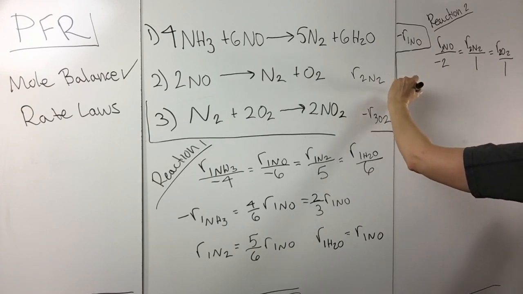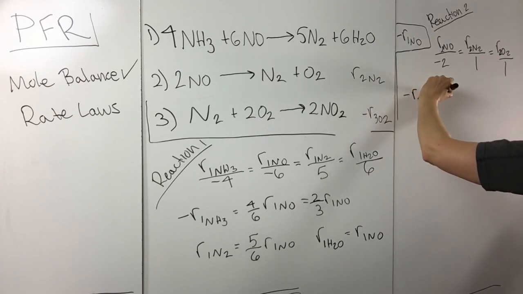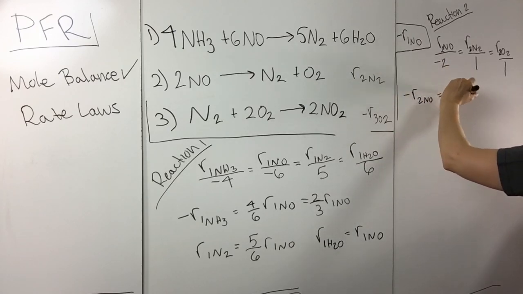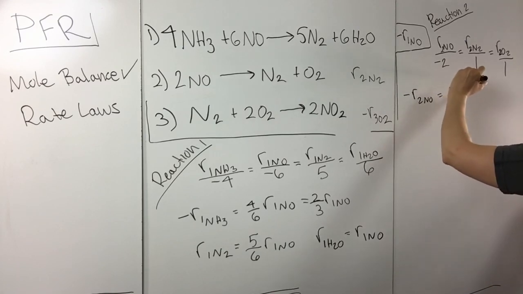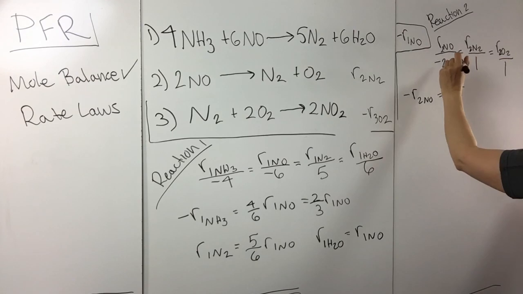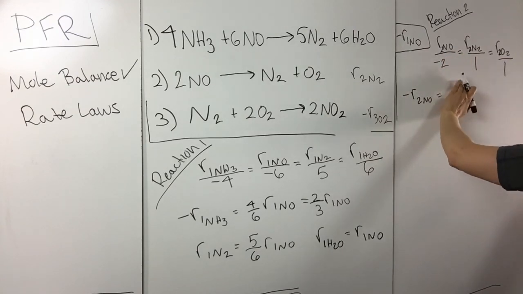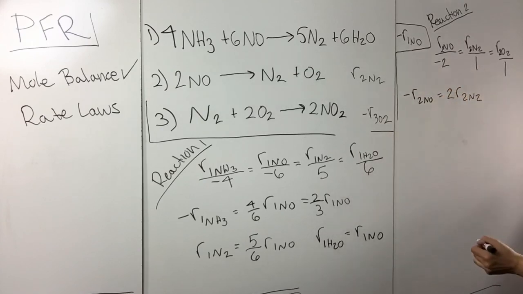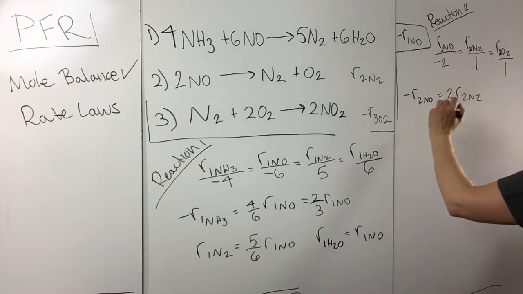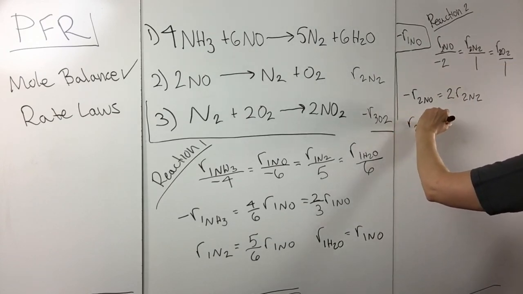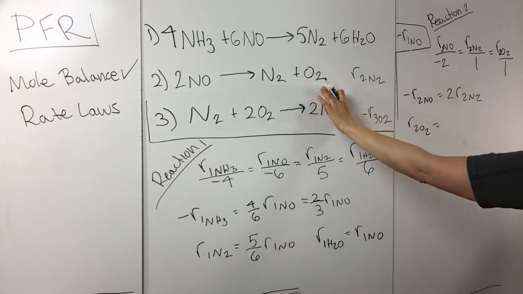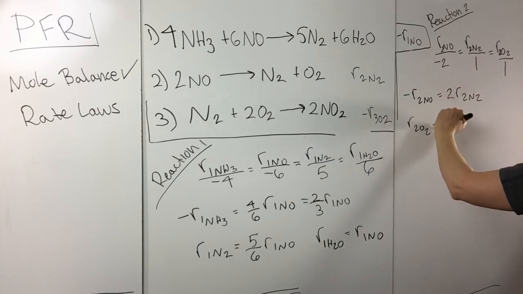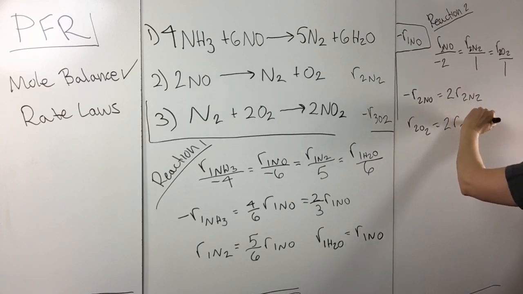So we know that the rate of disappearance of R2_NO is equal to, multiply the 1 over, so 1/2 R, wait, is that right? Actually, sorry, I'm multiplying the 2 over here, so 2 R2_N2. And then we can do the same thing for R2_O2, and that's the rate of appearance because it's on this side. So just multiply the 2 over again, and we get 2 R2_O2.